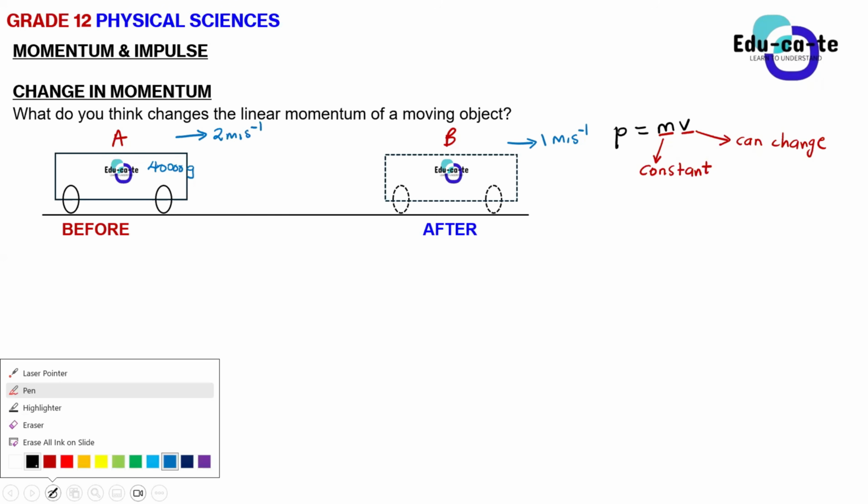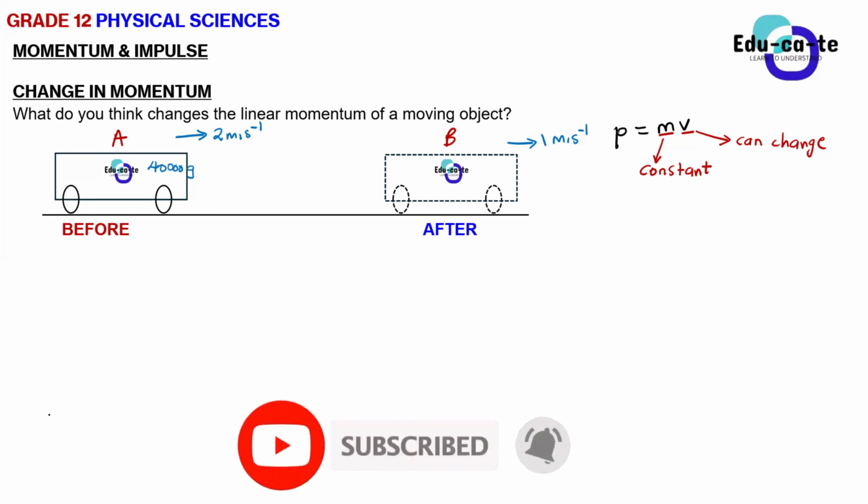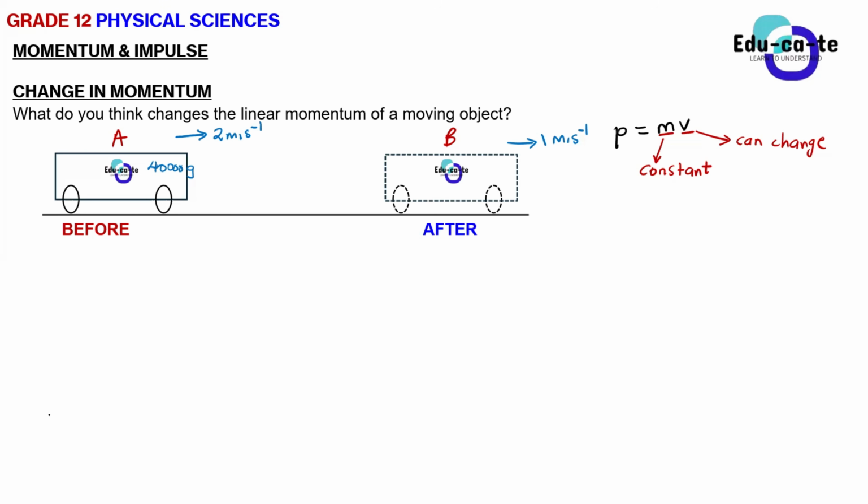Guys, when I'm talking about a change, what does it mean, a change? It's final minus initial. You want to see how much something differs. The difference is between the final value of something and the initial value.